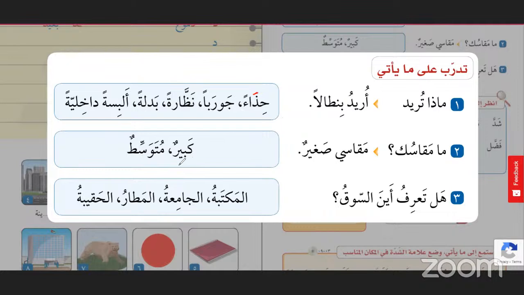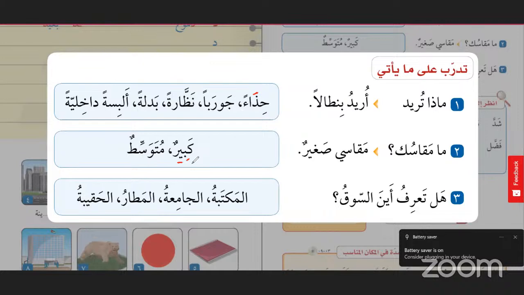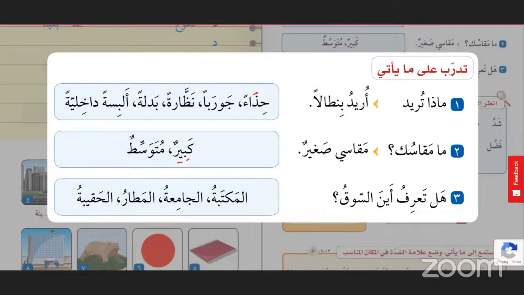Now, second point. When you have the alphabet ya, and the alphabet before ya doesn't have a sign on it, you're going to put a kasra over here. It's going to become kabir, like this. You can't say kabair or kabuir, it wouldn't make sense. So you say instead kabir, okay? So once again, when you have alif and the alphabet before alif has no sign, you put a fatha there. When you have ya and the alphabet before ya doesn't have a sign, you put a kasra there. So far, so good, everyone?